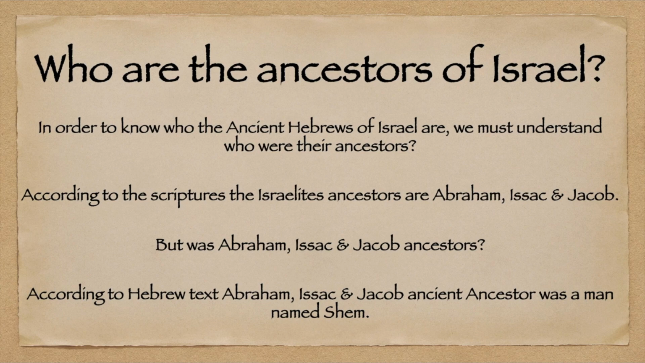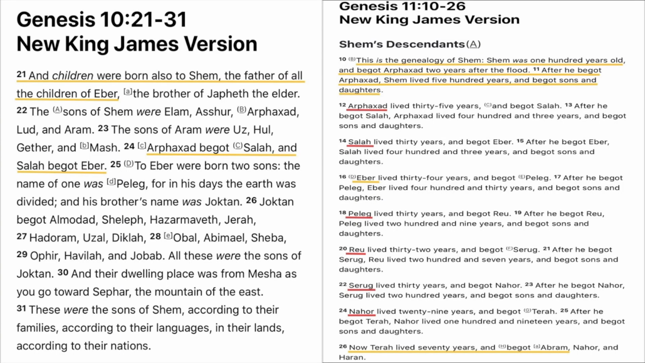But who were the ancestors of Abraham, Isaac, and Jacob? According to the Hebrew text, their ancient ancestor was a man named Shem. If you read Genesis chapter 11, verse 10 through 26, it says, "This is the genealogy of Shem. Shem was 100 years old and begot Arphaxad 2 years after the flood. After he begot Arphaxad, Shem lived 500 years and begot sons and daughters."